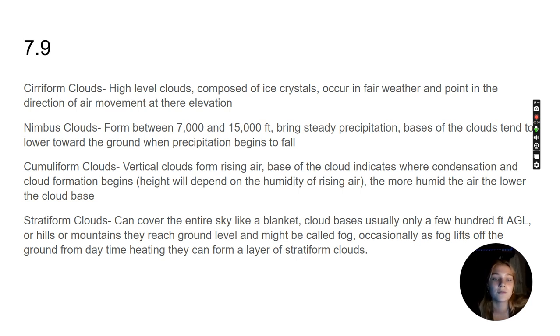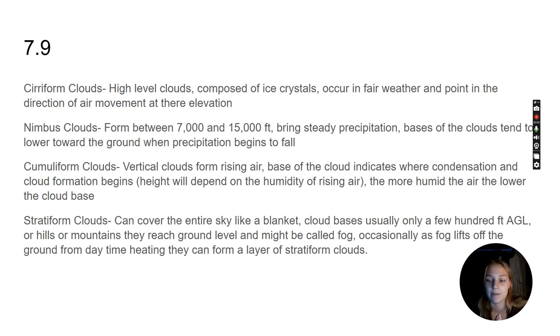And then we have the cumuliform clouds, which are vertical clouds formed by rising air. The base of the cloud indicates where condensation and cloud formation begins. Height will depend on the humidity of the rising air. So the more humid the air, the lower the cloud base. And then we've got the stratiform clouds. They can cover the entire sky like a blanket. You kind of see those on dark gray, gloomy days. Cloud bases usually are only a few hundred feet above ground level. On hills and mountains, they tend to reach ground level, like in Minecraft.